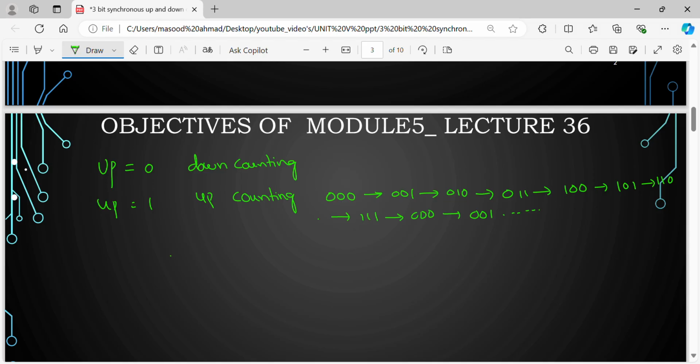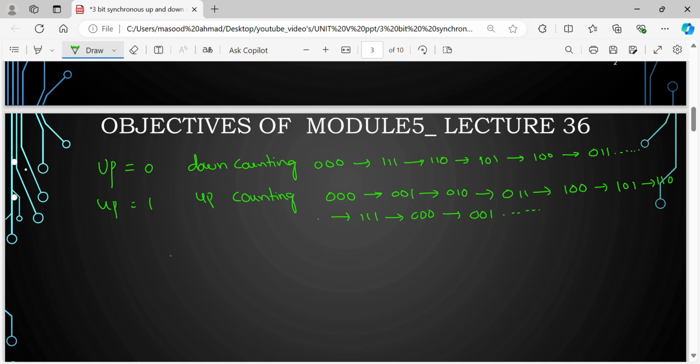Down counting is something like this. What is next to 0 0 0 is 1 1 1. What is next to 1 1 1 is 1 1 0. What is next to 1 1 0? 1 0 1. What is next to 1 0 1? 1 0 0. What is next to 1 0 0? 0 1 1, and so on. Of course, I can still continue, but we are aware of it.